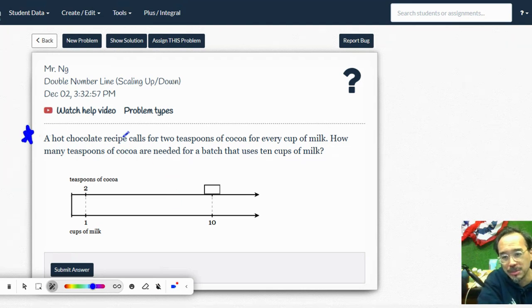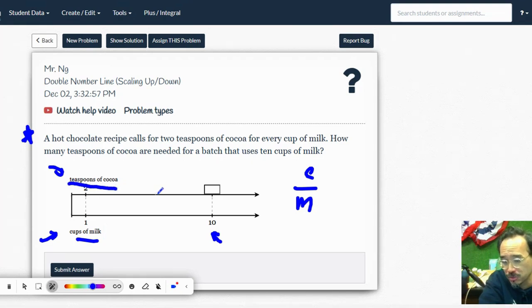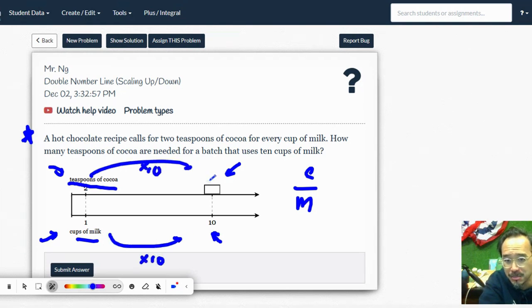Okay, all right, so next, here's the question. A hot chocolate recipe calls for 2 teaspoons of cocoa for every 1 cup of milk. So we're comparing cocoa to milk, right? How many teaspoons of cocoa are needed for a batch that makes 10 cups of milk? So 1 cup of milk would need 2 teaspoons of hot chocolate powder, right? 10 cups of milk would need how many? Now, I know what you're thinking. You're thinking, well, 1 times 10 is 10, so 2 times 10 must be 20, right?